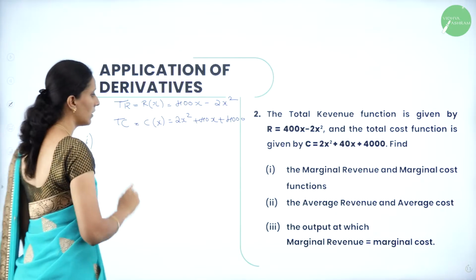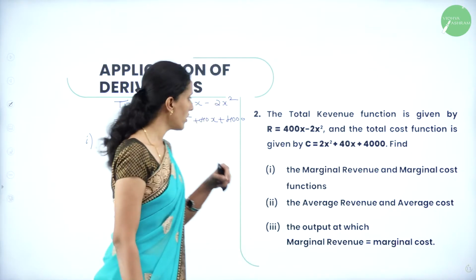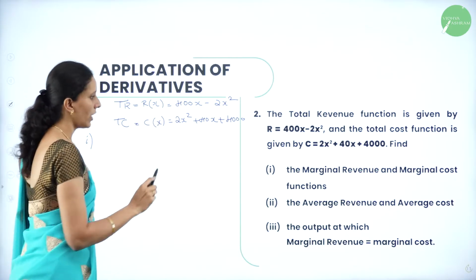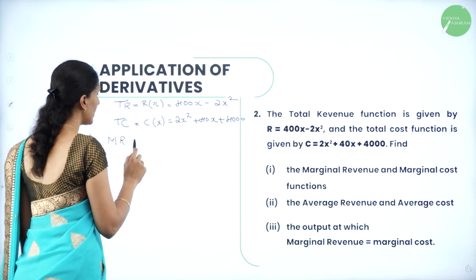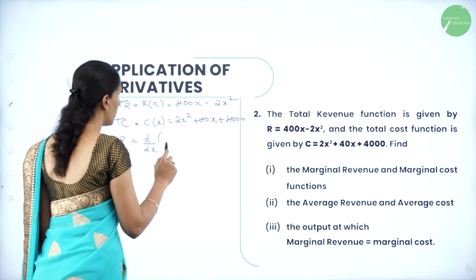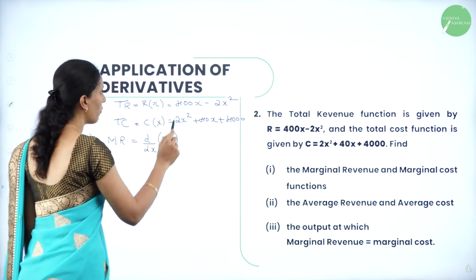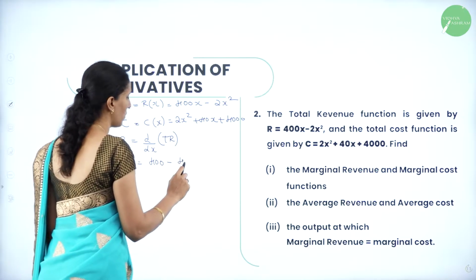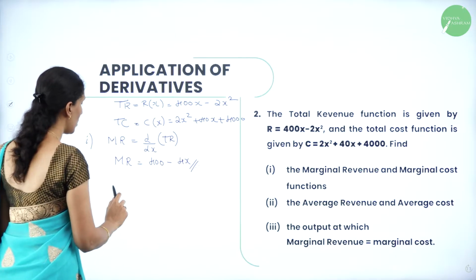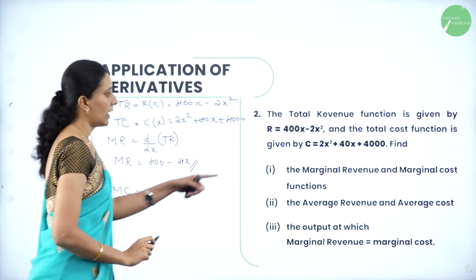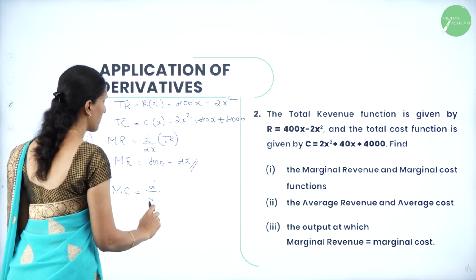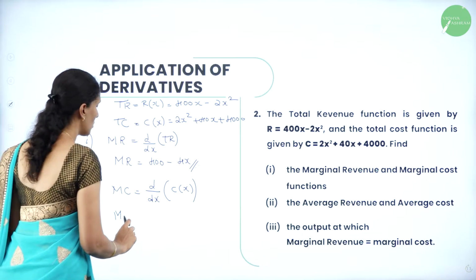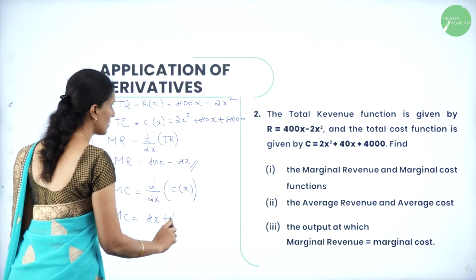Let's look at the first one. The marginal revenue is the change in total revenue. Marginal cost is the change in total cost. So therefore, marginal revenue is equal to d by dx of total revenue. So that is the derivative of TR. So marginal revenue is equal to 400 minus 4x. Let's see the marginal cost. Marginal cost is d by dx of total cost. So marginal cost is equal to 4x plus 40.